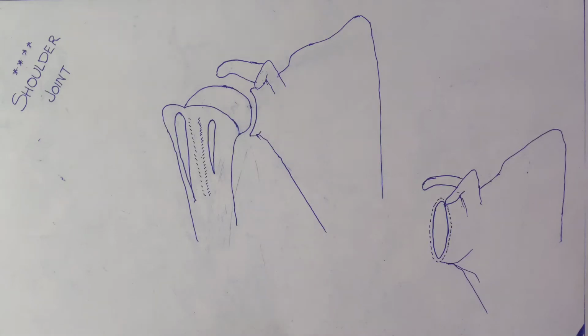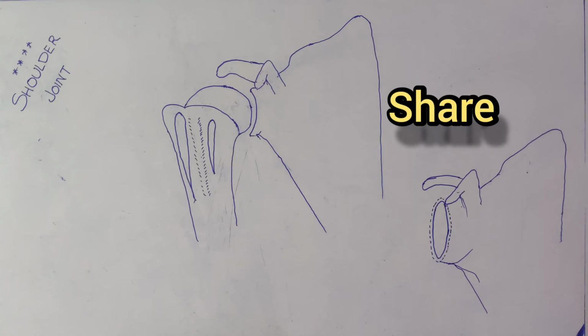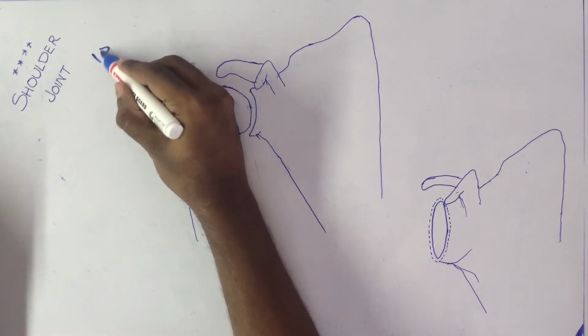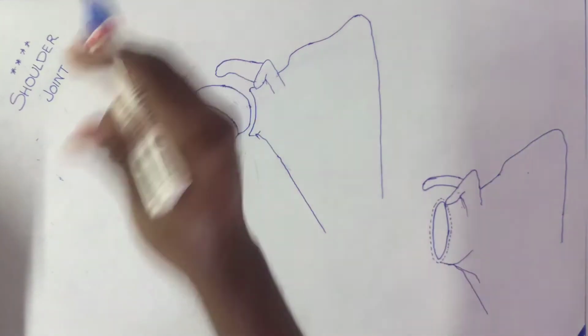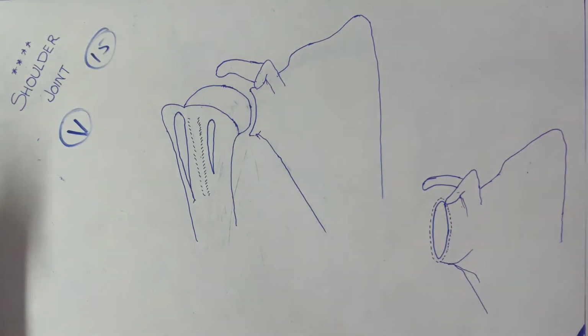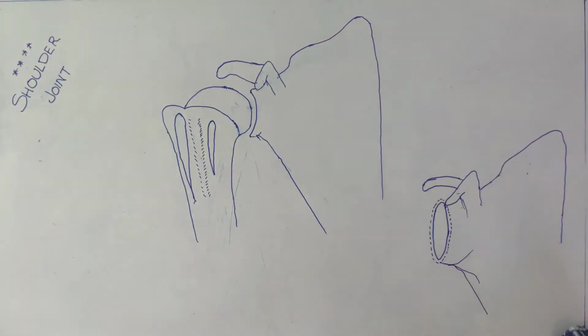Good evening all. Today our concept is the shoulder joint. The shoulder joint is very important for 15 marks questions as well as for the viva section.